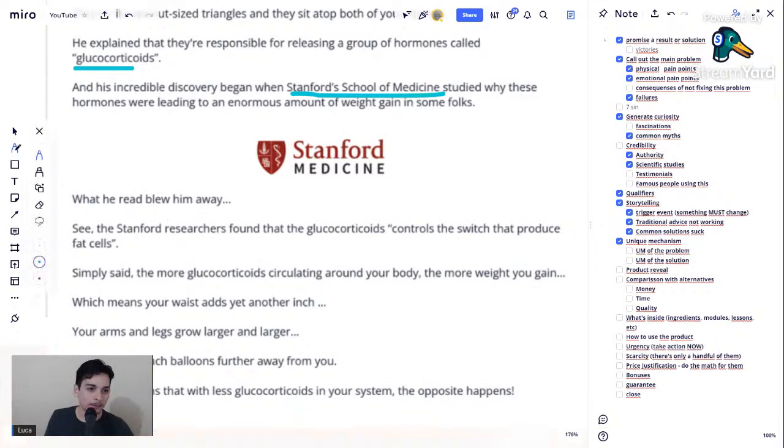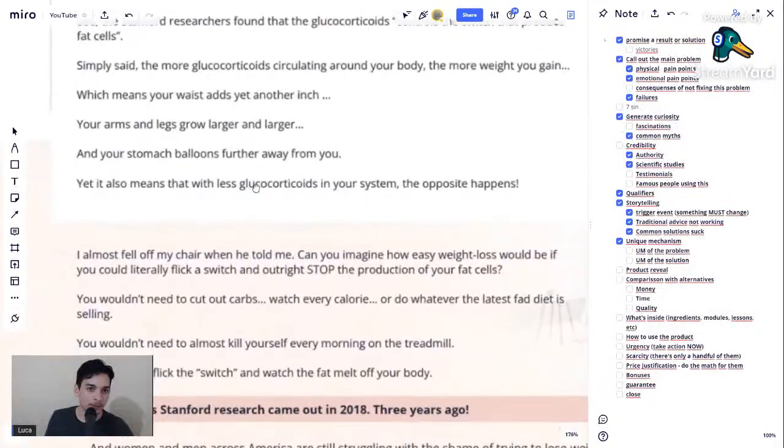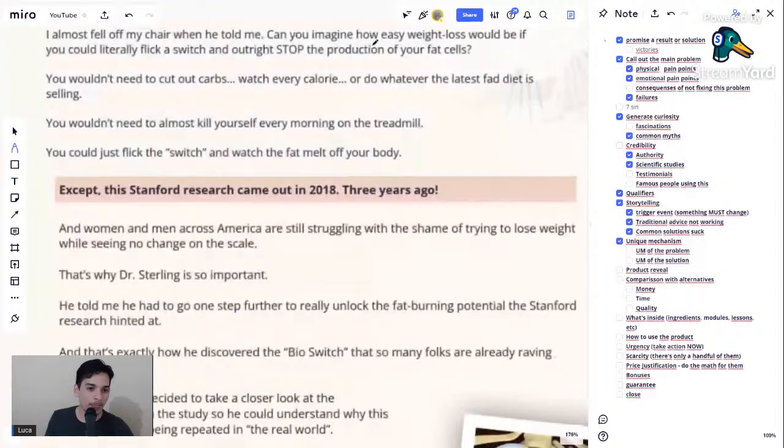So yeah, this guy discovers this. The more glucocorticoids circulating around your body, the more weight you gain, which means your waist adds yet another inch. Blah blah blah. I almost fell off my chair when he told me, "Can you imagine how easy weight loss would be if you could literally flick a switch and outright stop the production of your fat cells?"